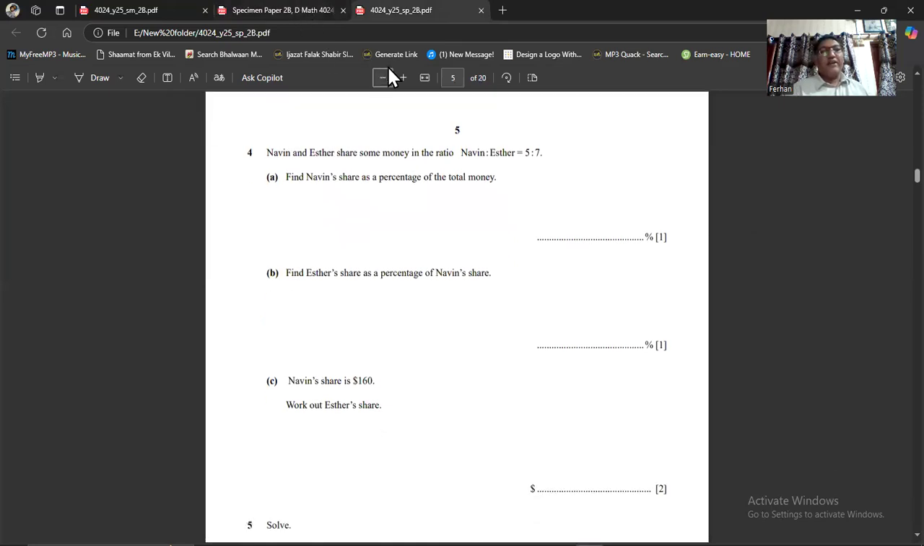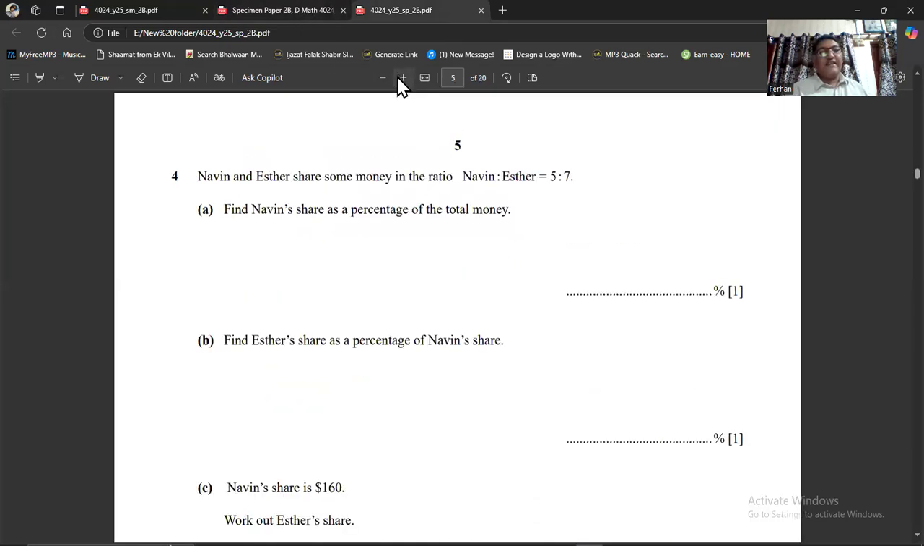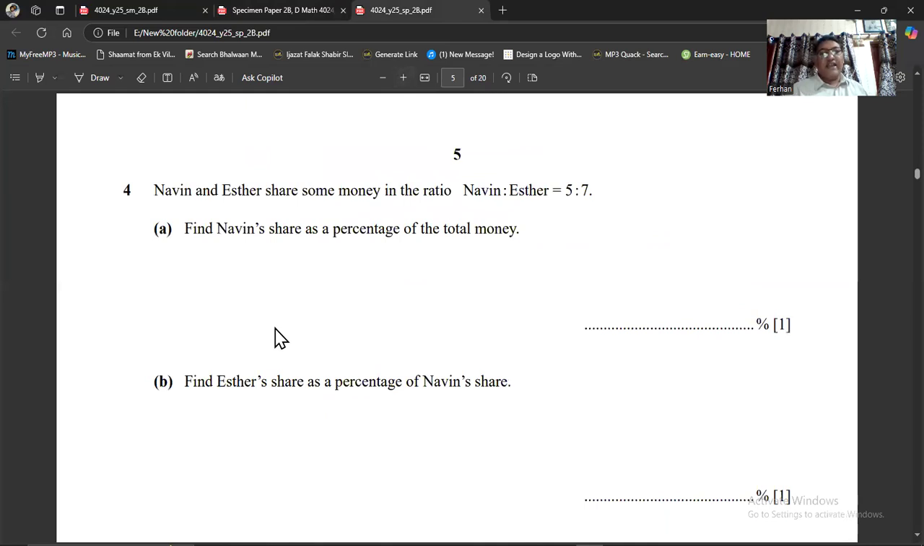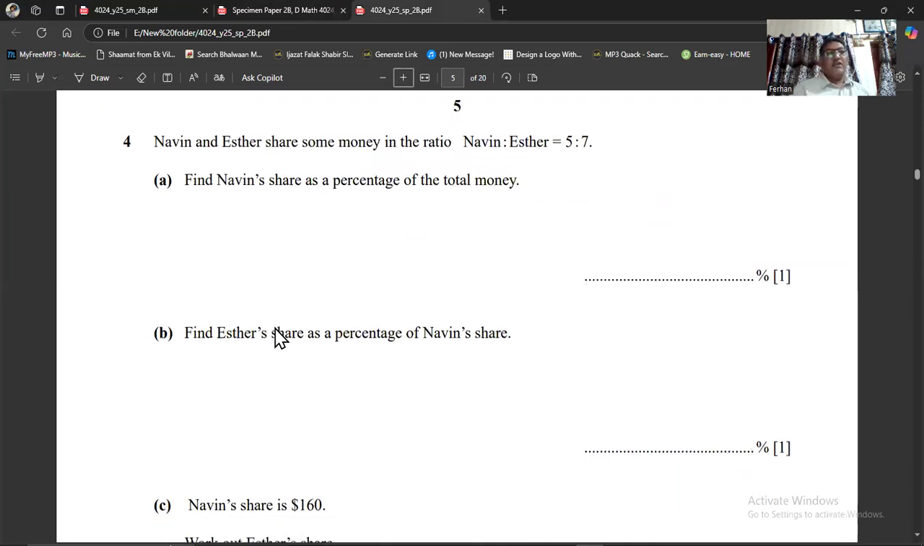Question number 4 is coming up on your screen, and it says Naveen and Esther share some money in the ratio Naveen to Esther is 5:7. Find Naveen's share as a percentage of the total money. So I can find the total money in percentage. Their shares are 5 and 7, so the total, the sum of the ratio, is 12.